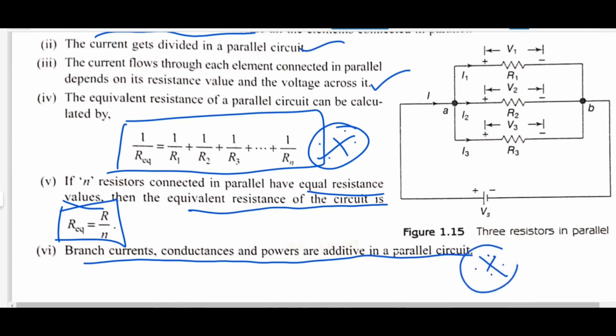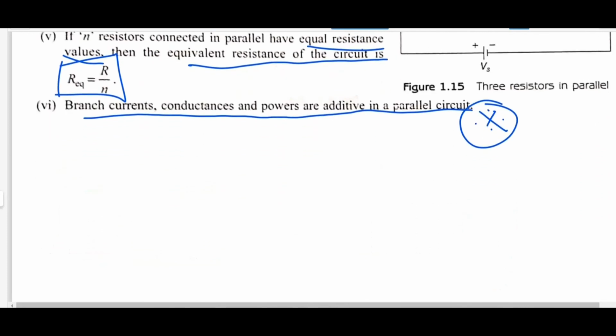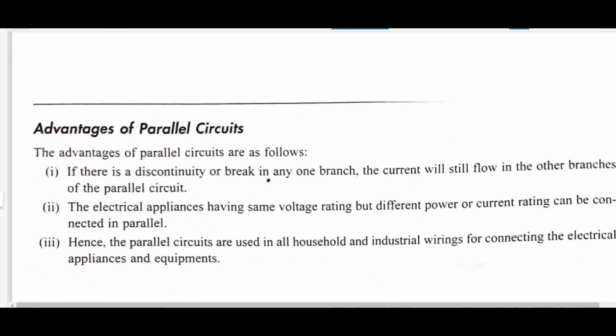Then what are the advantages of a parallel circuit? Let us see one by one. In the advantages, if there is a discontinuity or break in any branch, the current will flow in the other branches of a parallel circuit. It in no way affects the rest of the circuit.